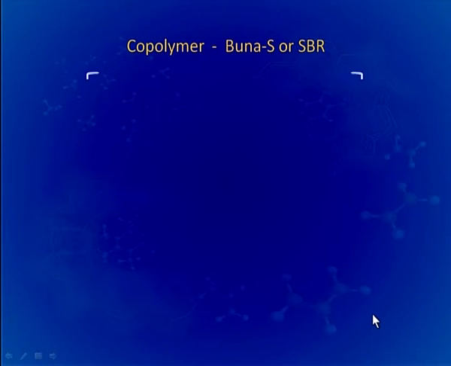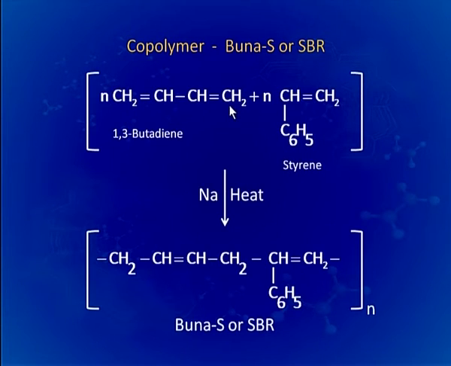Copolymer. A copolymer is formed when more than one monomeric unit is involved. Here we can see 1,3-butadiene is being combined with styrene, and after combination this is formed. Then this unit is repeated throughout and we get the final polymer, which is known as BUNA-S. Bu for butadiene, Na for sodium and S for styrene. It is also known as sodium styrene butadiene rubber.